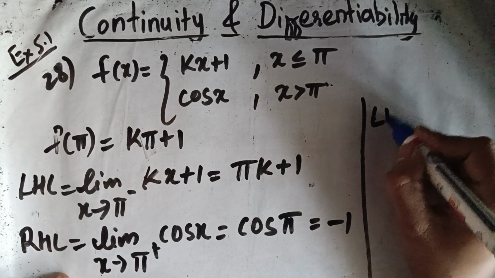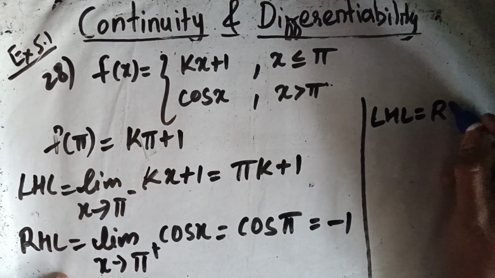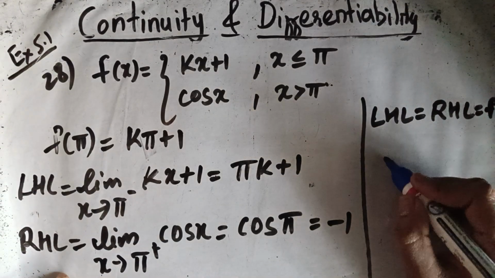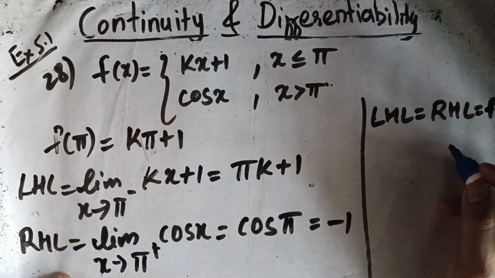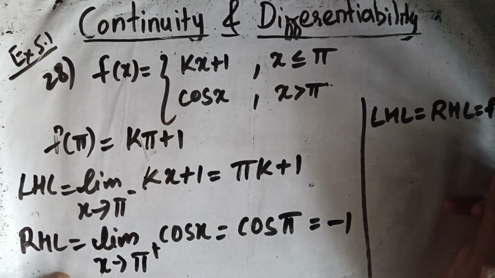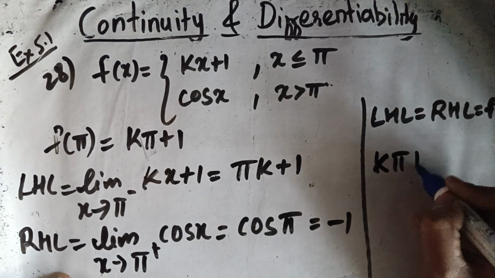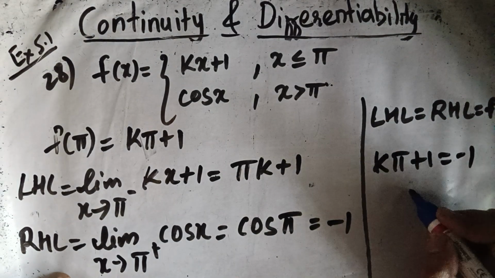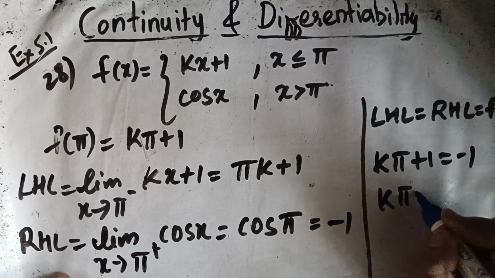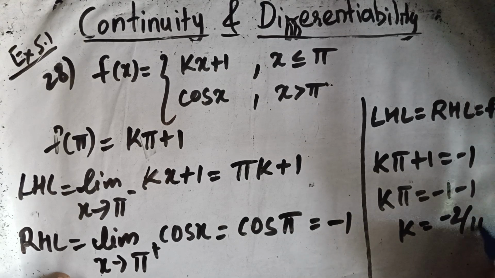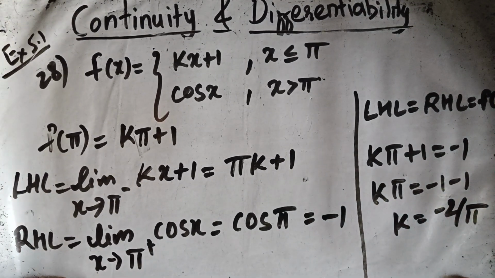It is given continuous. Continuous means LHL is equal to RHL is equal to f of pi. So k pi plus 1 is equal to minus 1. So k pi is equal to minus 1 minus 1, minus 2. So k is minus 2 by pi, the value of k.